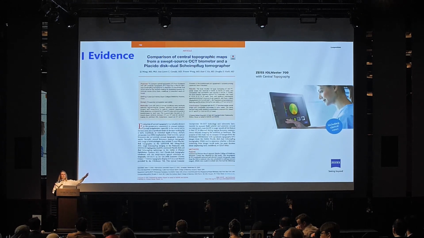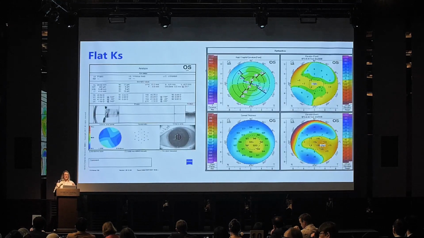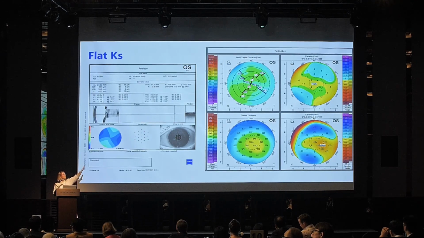And you can download from the Zeiss website this compendium, which will give you some nice examples. So here's my compendium, just a few examples before we wrap up. Flat keratometry. So I'm just showing you the central topography and then the agreement with the top left axial curvature map. So here's someone with flat Ks, but otherwise, you know, they're pretty regular and it's a fairly normal cornea.